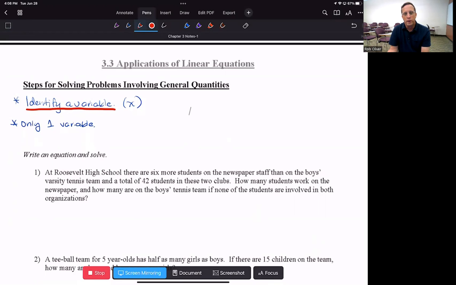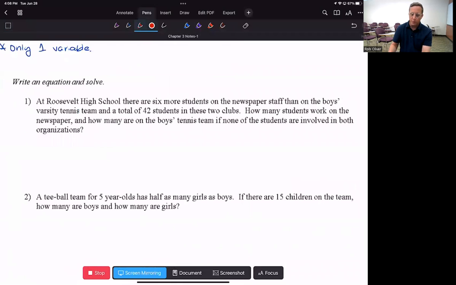So this first example right here, let's read through this. It says at Roosevelt High School, there are 6 more students on the newspaper staff than on the boys varsity tennis team. And in total, there are 42 people in that club. So what we're looking for in this problem is how many students work on the newspaper and how many people are on the tennis team. That's what we need to figure out from that information.